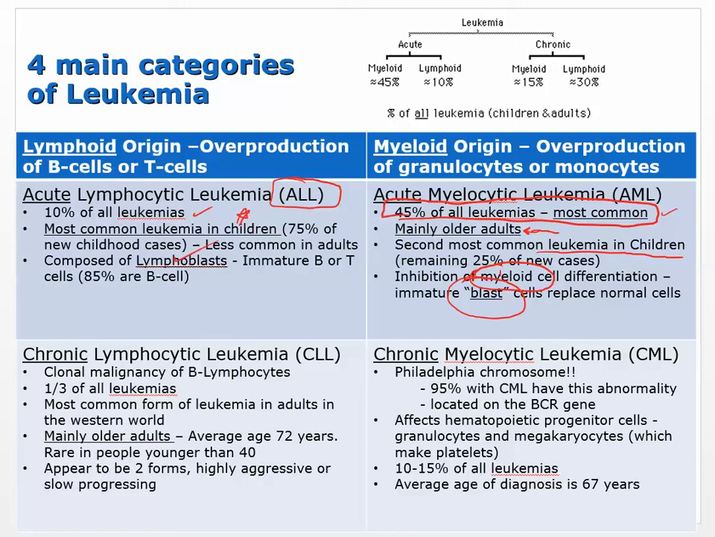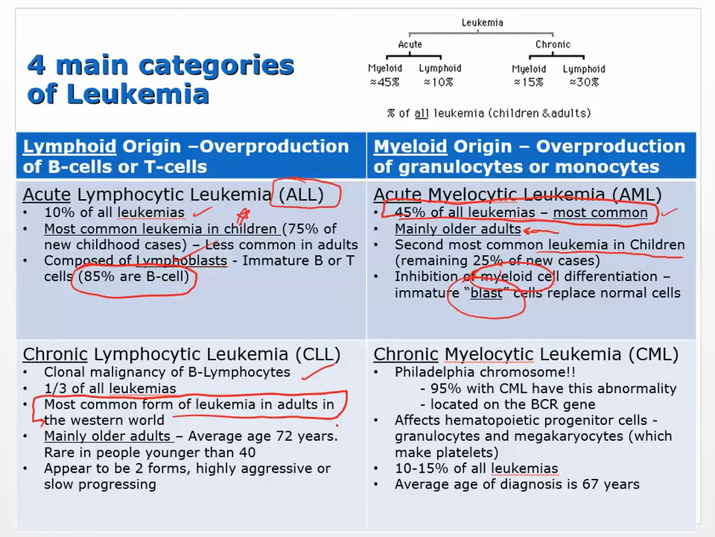All right, so the chronics. Chronic lymphocytic, we're talking about lymphocytes, and usually it's B cells when we talk about this. So you can see here 85% of acute are B cells. Chronic is also mostly B cells, a clonal malignancy of B lymphocytes. It's the most common form of leukemia in adults in the Western world. So if an adult gets a leukemia, there's a good chance it's going to be chronic lymphocytic leukemia, CLL, whereas if a child gets it, it's probably going to be acute. All right, so see that distinction.